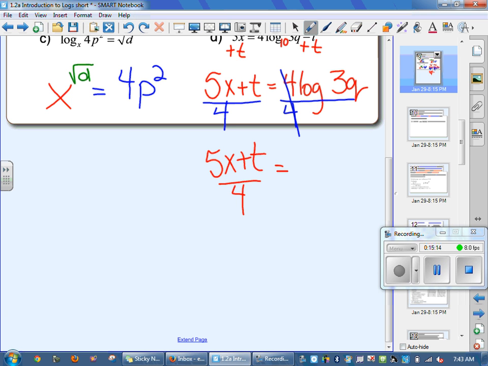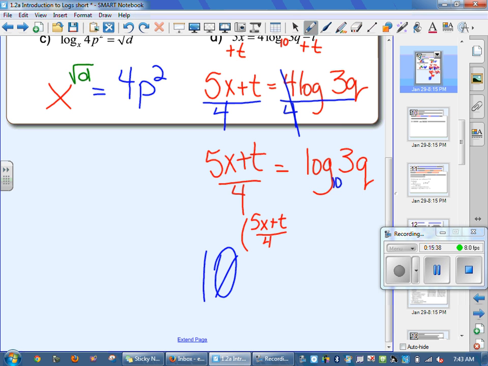Now remember, that's a hidden 10 on log if we don't know that already. So let's set that up as an exponential now. Since I know it's a base 10, my 10 is my base. And then my exponent is now the left-hand side of the equation in brackets because there's more than one thing: 5x plus t over 4, all equaling the 3q. Okay, a few more steps, but we get the exact same answer doing the same process.